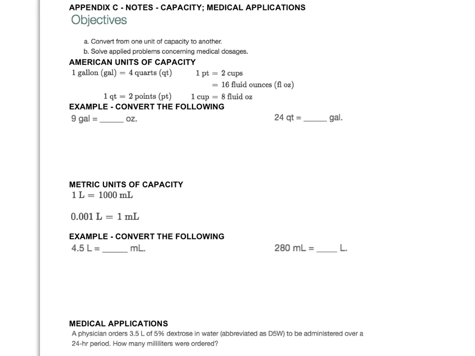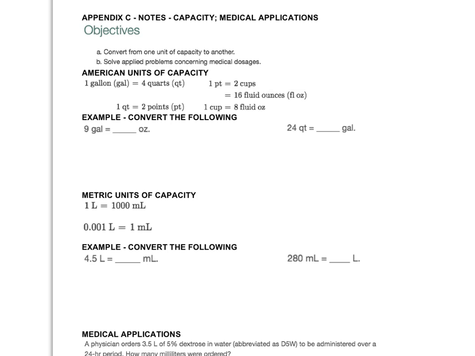Hello and welcome back. This is Appendix C, and these are notes about capacity. Capacity is talking about the amount of liquid contained in an object. Okay, not necessarily liquid. Usually it's liquid, but we can talk about things in what we call gallons and quarts and pints, pints to cups and cups to fluid ounces.